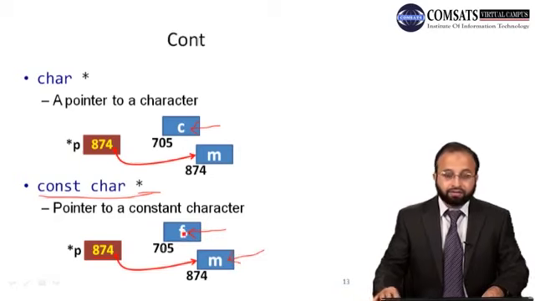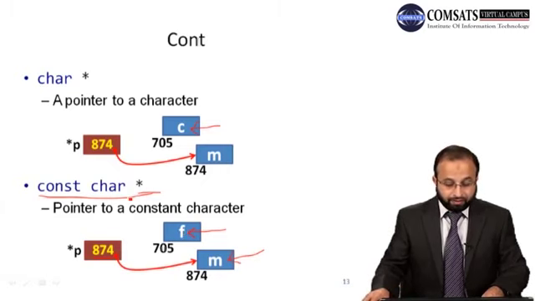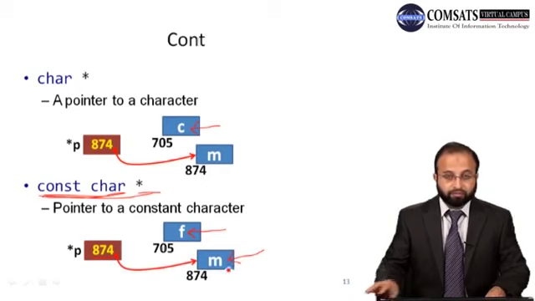So here, if f is written, we cannot change its value from f to c. Why? Because the characters pointed to by this pointer are constant characters, right? So the character is basically the constant. So you cannot change the value of this f or this m, right?